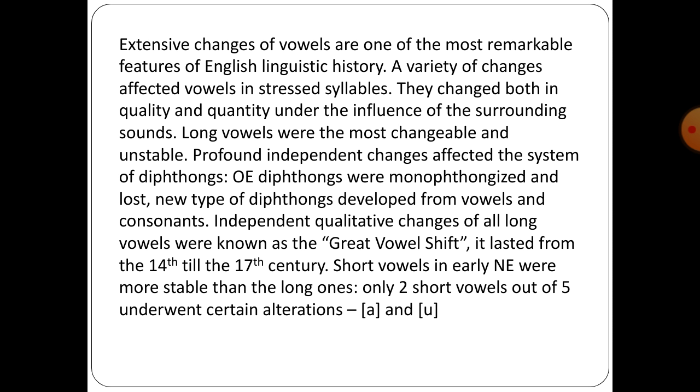Old English diphthongs were monophthongized and lost. A new type of diphthongs developed from vowels and consonants. Independent qualitative changes of all long vowels were known as the Great Vowel Shift. It lasted from the 14th till the 17th century. Short vowels in early New English were more stable than the long ones. Only two short vowels out of five underwent certain alterations, I and U.